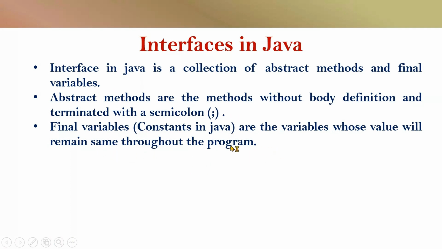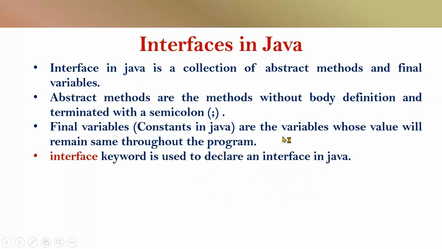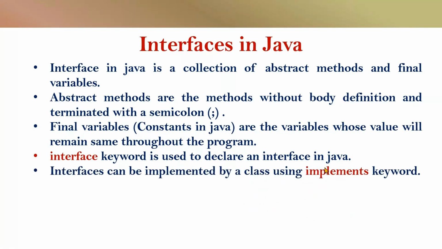So it can hold abstract methods as well as final variables. Now, the interface keyword is used to declare an interface in Java. The class keyword is used for class declaration. The interface keyword is used for the interface declaration. Interfaces can be implemented by a class using the implements keyword.